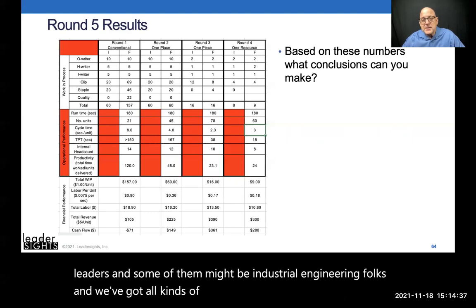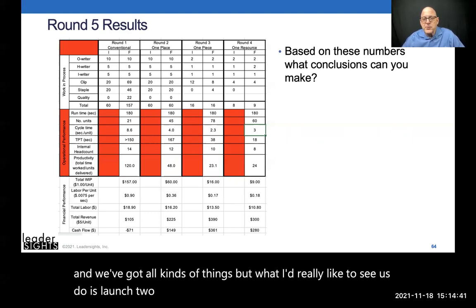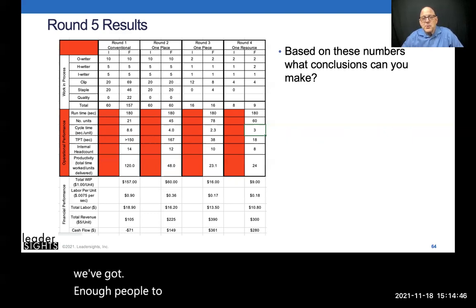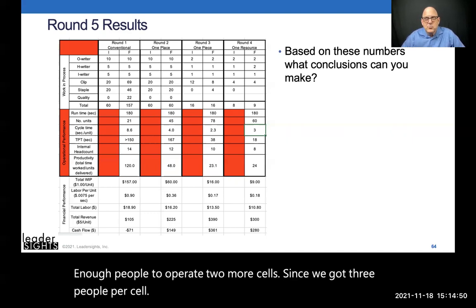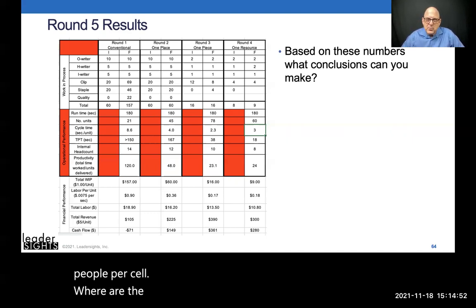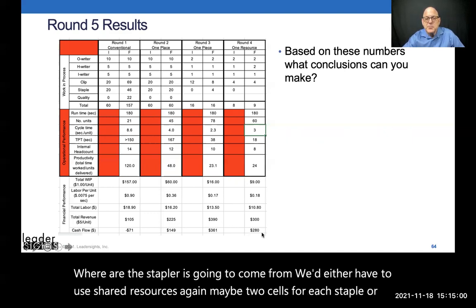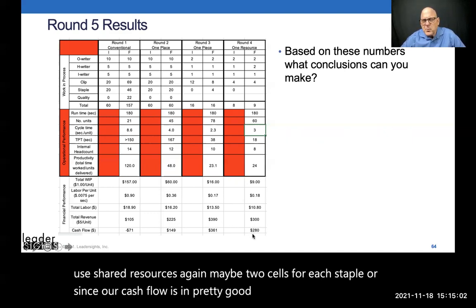But what I'd really like to see us do is launch 2 new products, because now we've got enough people to operate 2 more cells, since we got 3 people per cell. Where are the staplers going to come from? Well, we'd either have to use shared resources again, maybe 2 cells for each stapler, or since our cash flow is in pretty good shape now, maybe we can buy a couple of staplers.